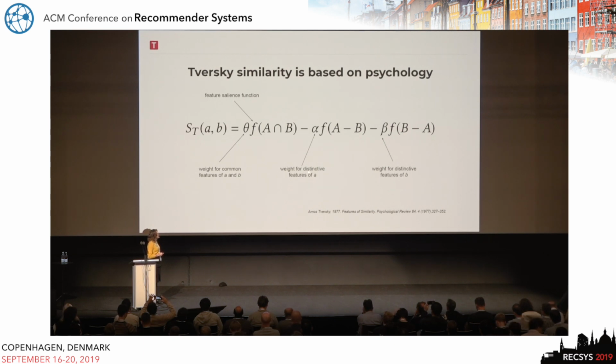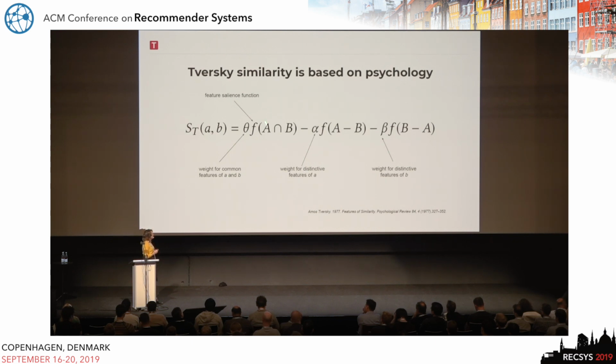What you'll see is there are a number of parameters here. First we've got theta, and what this does is it accounts for the weight of the common features of A and B. We also have a weight for the distinctive features of A and a weight for the distinctive features of B. The reason why these parameters are important is that research has shown that when humans are asked to judge how similar two entities are, they tend to focus more on the common characteristics than the distinctive characteristics. Also, allowing the distinctive features of each of the entities to vary based on these weights enables this asymmetry that I illustrated to you earlier.